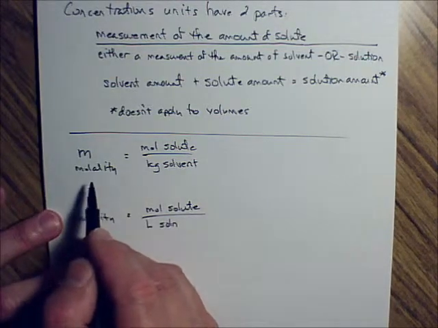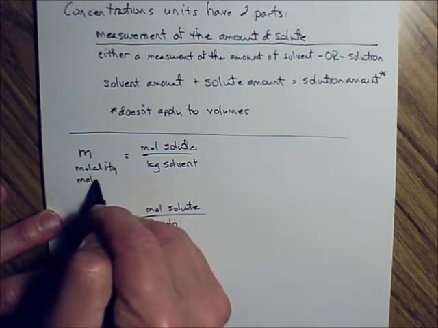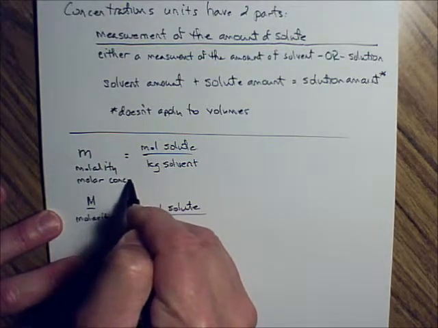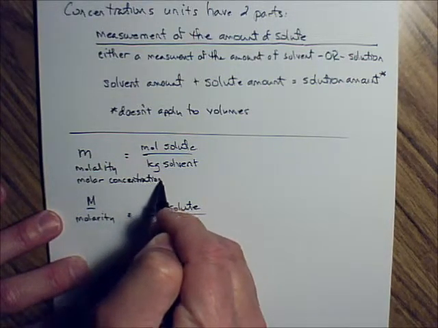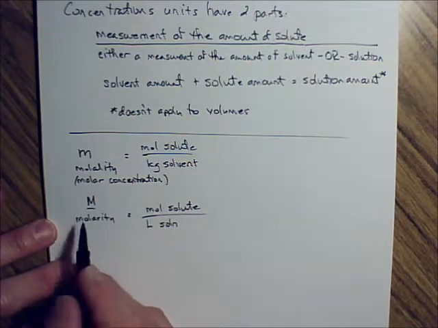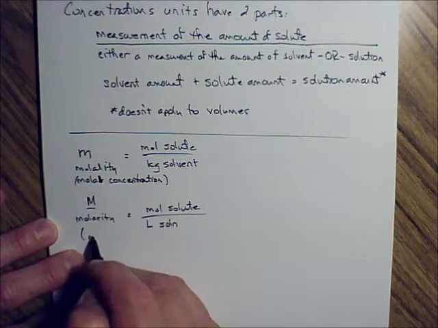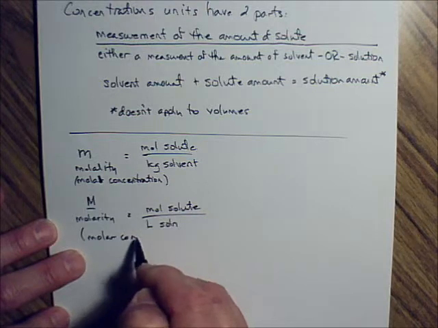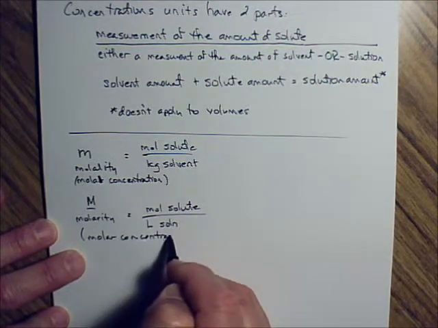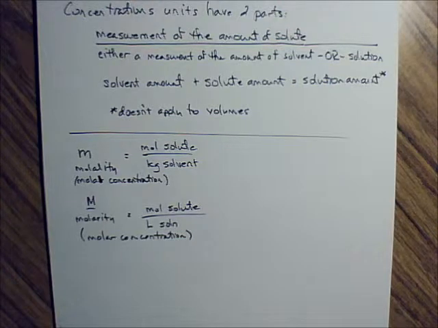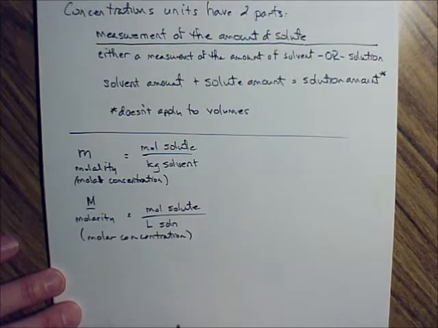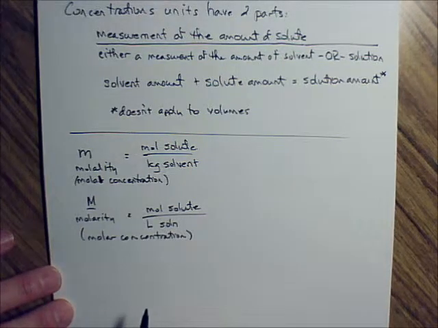Now, molality is often also stated as molal concentration. I'm sorry, that's molal. That should be an L there. I've got molal concentration. And molarity is molar concentration, or simply molar. Mr. Taylor, what's after L? After this, SOLN is a shorthand way of writing the word solution.